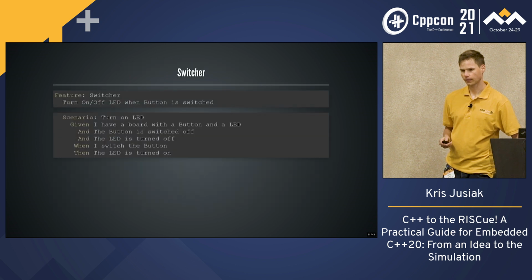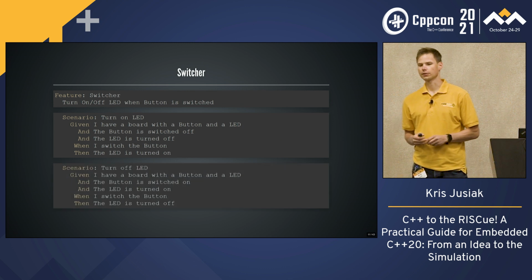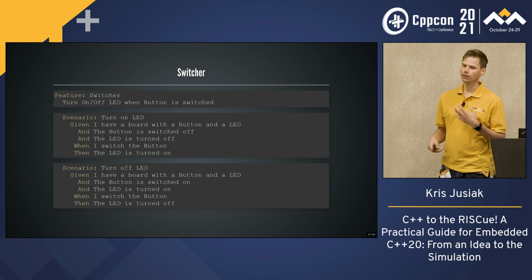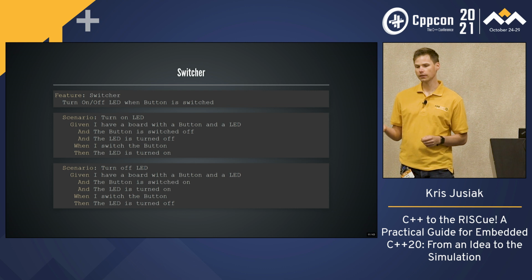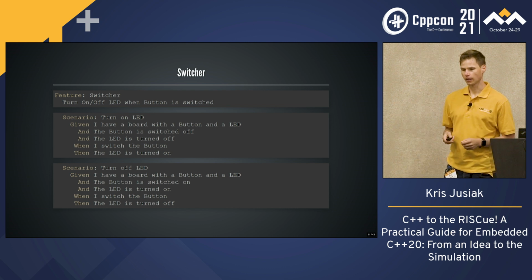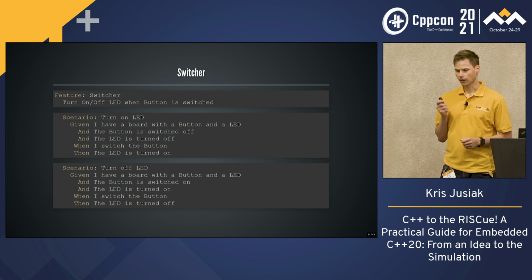So, sorry. So we are here. Turn off LED. It's a very similar feature as the scenario before. We just do it the other way around. When the button is switched on, we have the LED turned on. When I switch the button again, the LED will be turned off. I hope that makes sense.